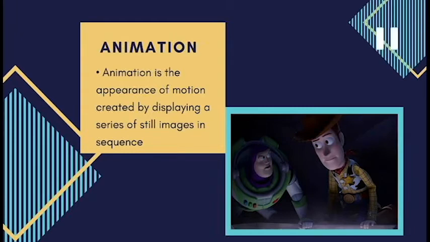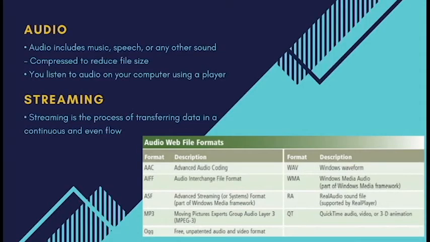Next is we have the animation. So animation is the appearance of motion created by displaying a series of still images in sequence. So familiar to animation, and then we have the audio. Next is the audio. So audio includes music, speech, or any other sound compressed to reduce the file size. You listen to audio on your computer using a player, any type of player.